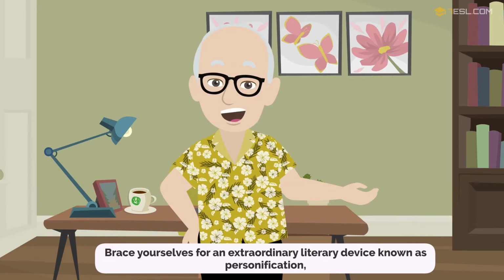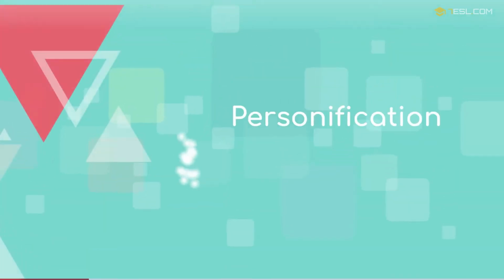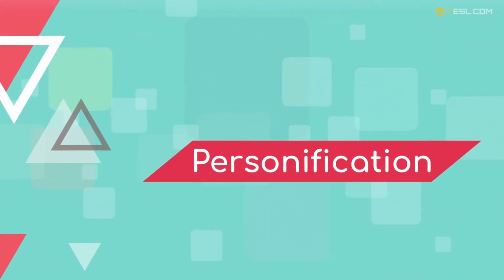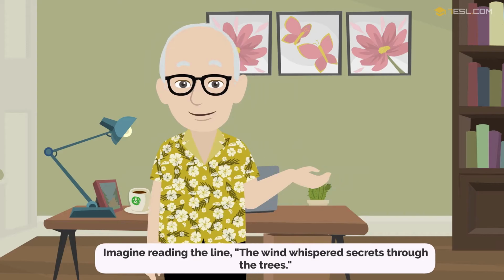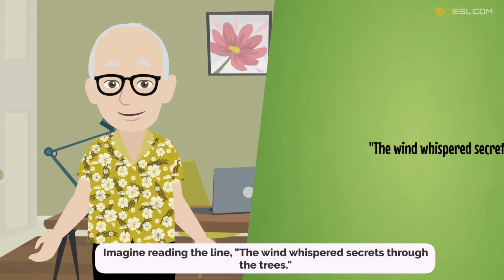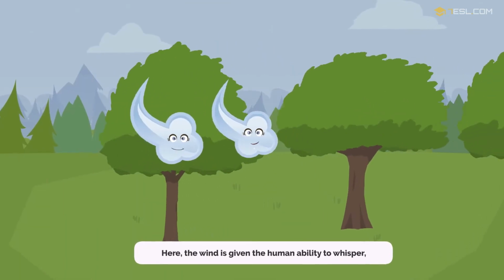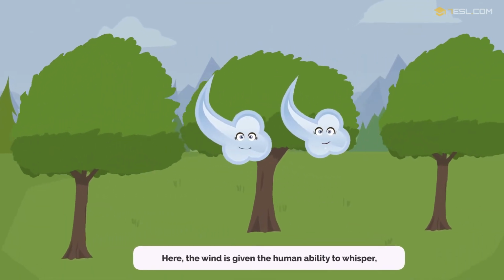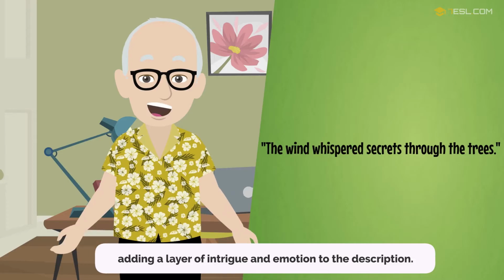Brace yourselves for an extraordinary literary device known as personification, where inanimate objects or animals are given human-like qualities. Imagine reading the line, "The wind whispered secrets through the trees." Here, the wind is given the human ability to whisper, adding a layer of intrigue and emotion to the description.